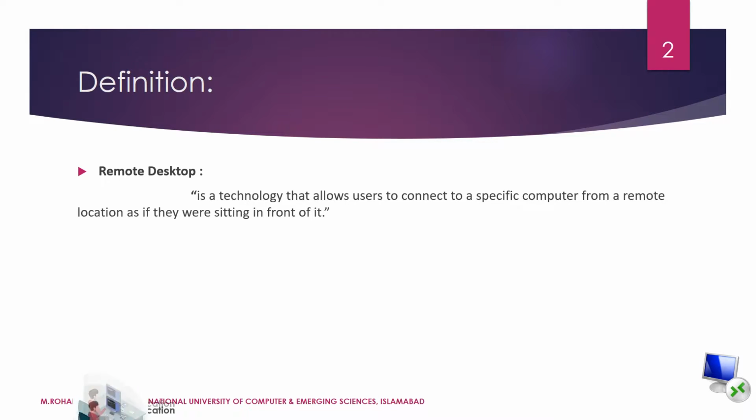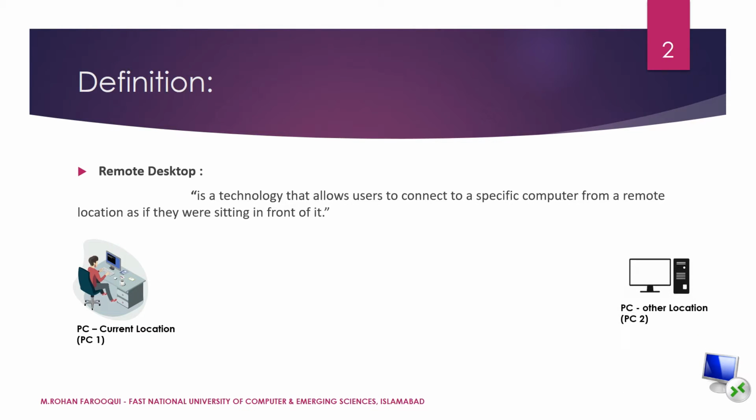Let's see this diagram. Let's suppose there is a PC1 in Pakistan and this is PC2 in UK. So I will use the remote desktop service on PC1 to access PC2, which is in UK. For this I know that we need an IP, domain, username and password, but we will discuss it in later slides. So let's talk about RDP and RDS.